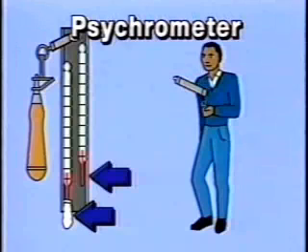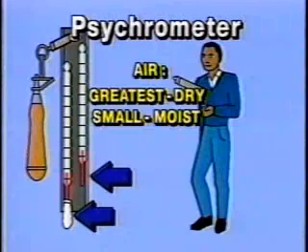The difference in temperature readings for the thermometers is greatest when the air is dry and very small when the air is moist. To determine relative humidity, the temperature difference is calculated with a special chart.